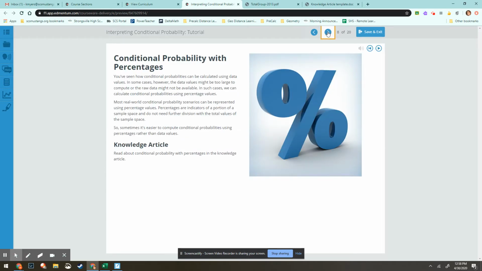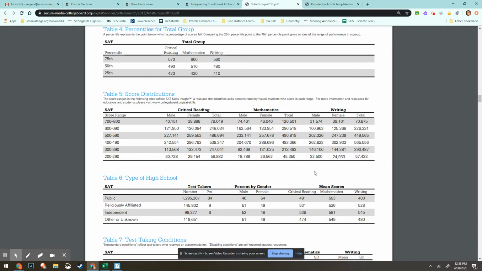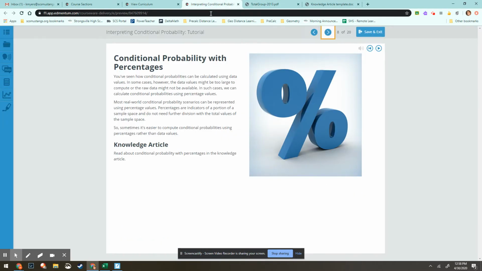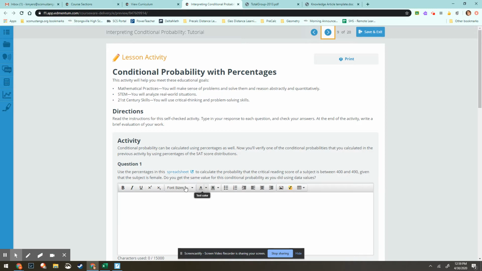All right. So now, this is basically just saying, if you look at this, a lot of that data, those are really big numbers, which is really easy to mess one of them up in your calculator and get an answer that's totally wrong. So this slide is basically just saying you can use percentages instead. Okay, so that's what we're going to do in this next activity. So you have to click on this.